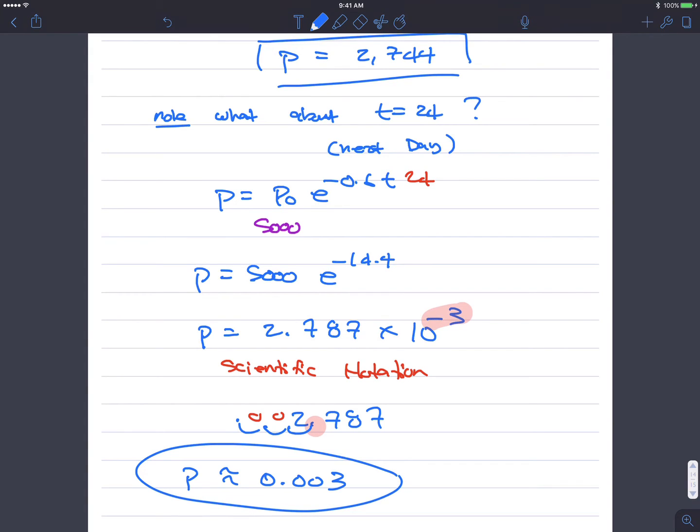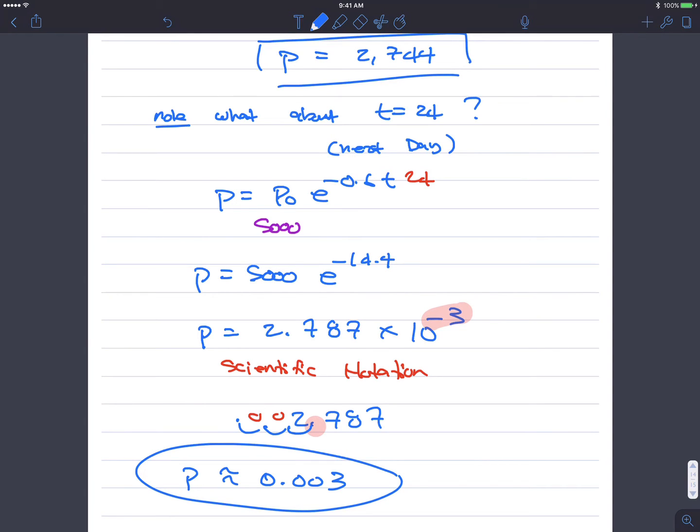Here's what I'm saying. You went from 5,000 pesky bugs at noon. 24 hours later, exactly one day after taking your antibiotics, what's the population of pesky bugs? It's practically what? 0.